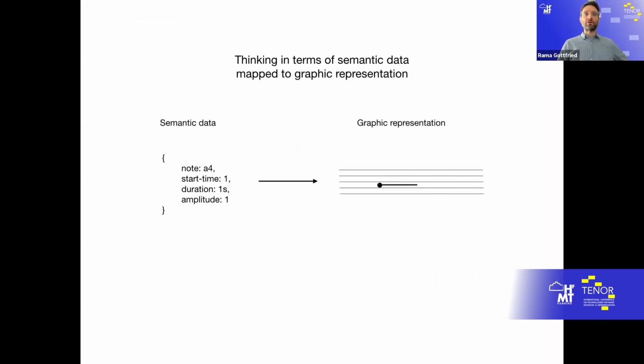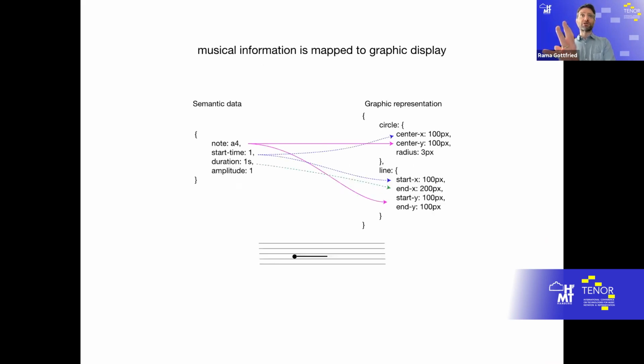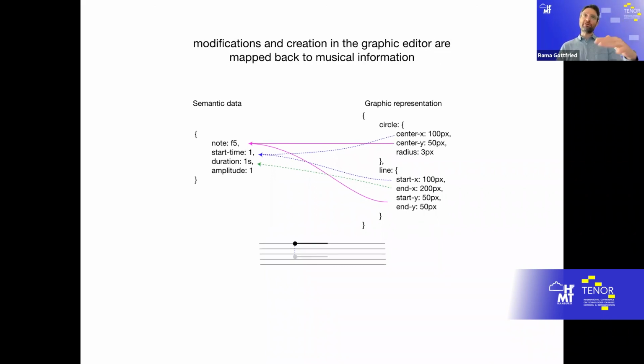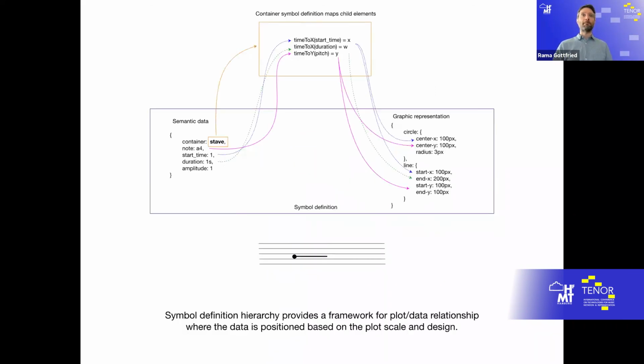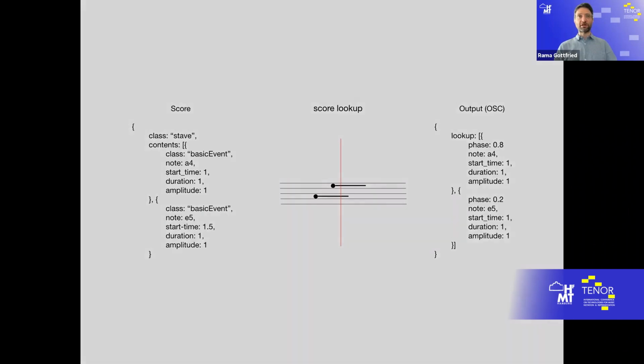So that's what I'm working on right now in Symbolist, moving from semantic data to graphic representation. Of course, when you do that, it's getting mapped to several different parameters from the semantic data. And when you edit it graphically, you then need to update the semantic data from the changes in the graphic. So there's this bidirectional mapping. Yeah, I'll just stop there.